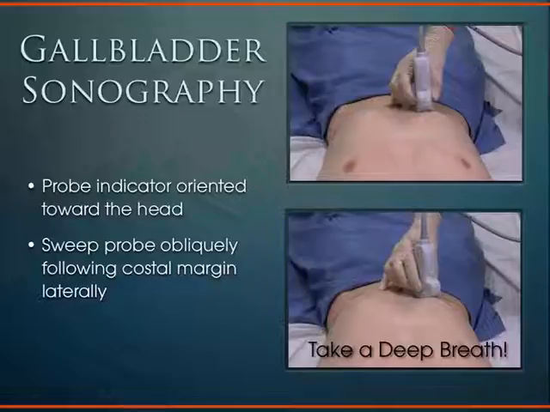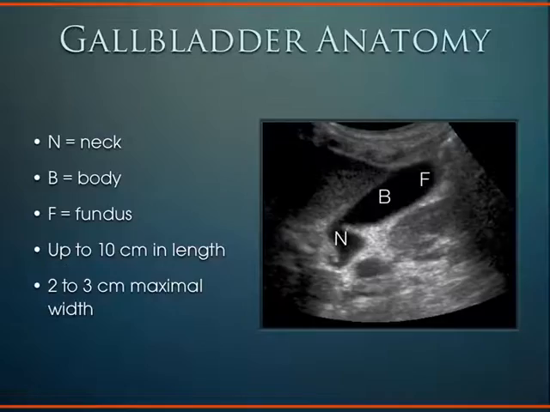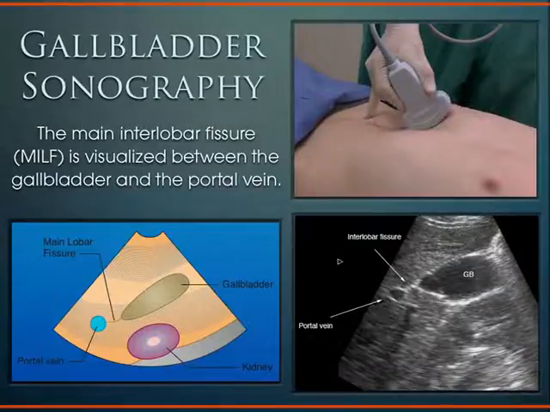Basically, gallbladder scanning 101 involves taking a transducer, either a curved array or a phased array transducer. In this case, we're using a large footprint curved array. We have the indicator aimed to the patient's head, have the patient take a deep breath, and then you're going to slide along that subcostal margin laterally. And what you should see is this. Here's the fundus of the gallbladder, the body, and down here is the neck of the gallbladder. Up to 10 centimeters in length and 3 centimeters in width is normal.